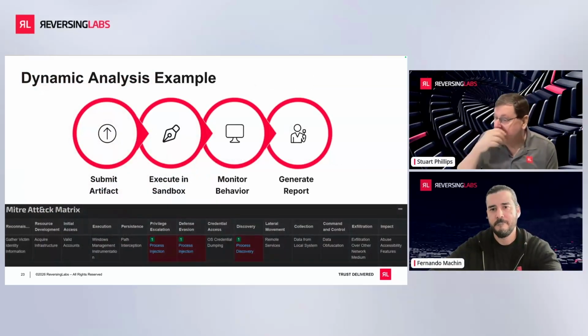So again, this is an example. We're using the MITRE ATT&CK matrix here, which is coming from an example of a file that was sandboxed within Spectra Analyze. And again, the status is pretty straightforward. You submit the artifact, you execute the sandbox, you monitor the behavior, and you generate a report. And we do all that automatically.